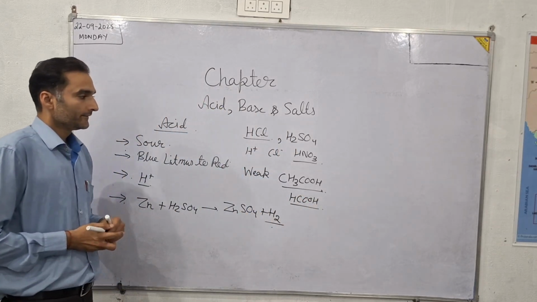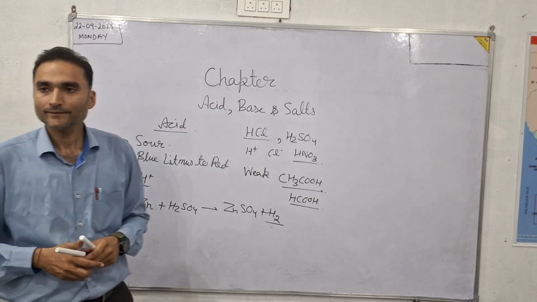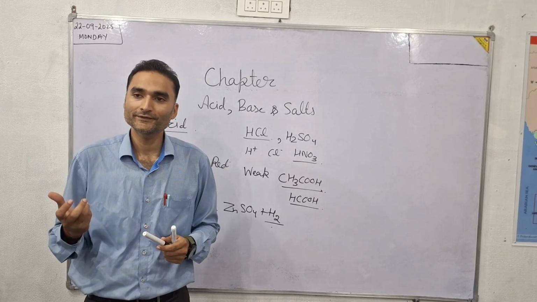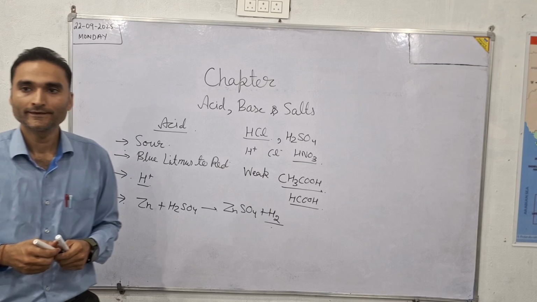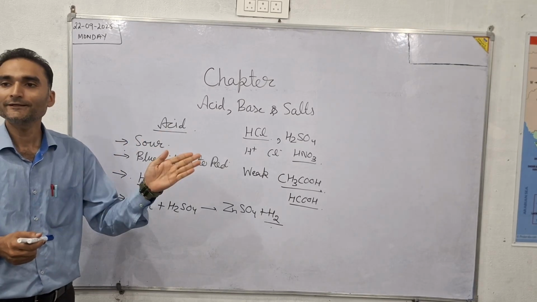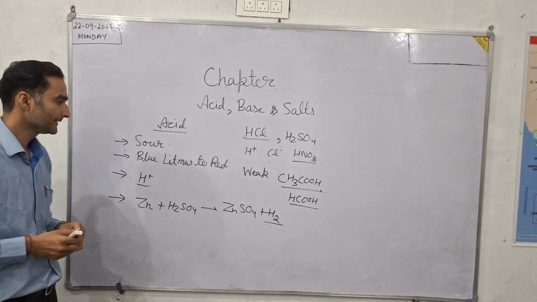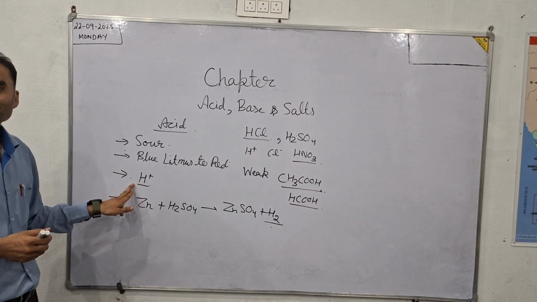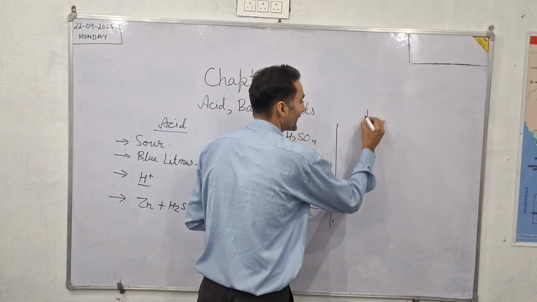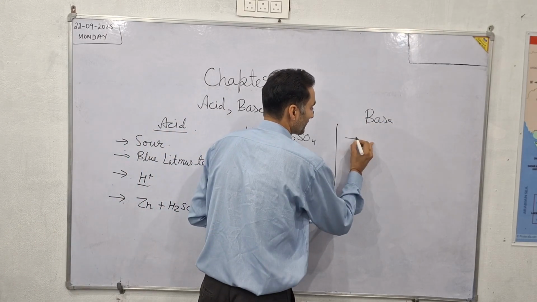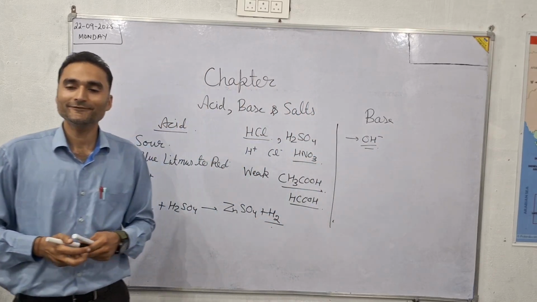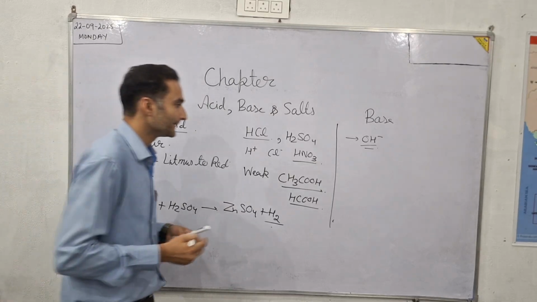Next is bases. Bases are the substances which are bitter in taste and soapy in touch. The soaps which we use in our washrooms are basic in nature. So acids change blue litmus to red, but bases change red litmus to blue, opposite of acids. Acid contains H positive ions in aqueous solution, base contains OH negative, that is hydroxide ions, in aqueous solution. Not all bases dissolve in water. The bases which dissolve in water are called alkali.